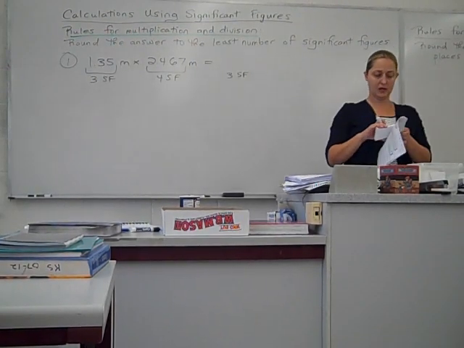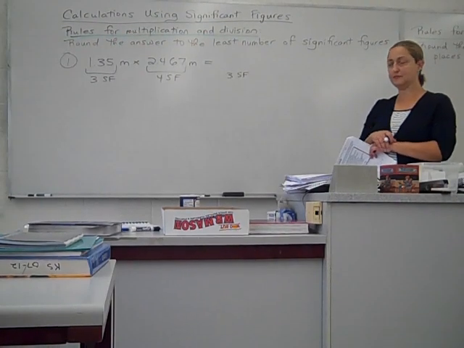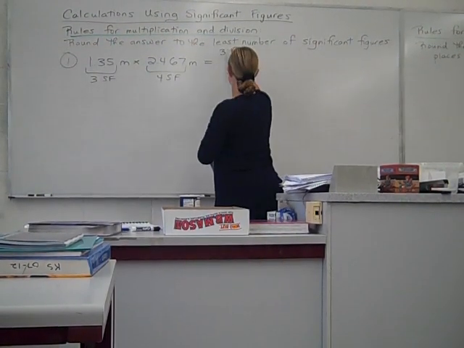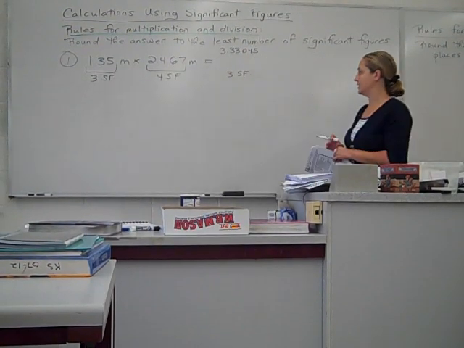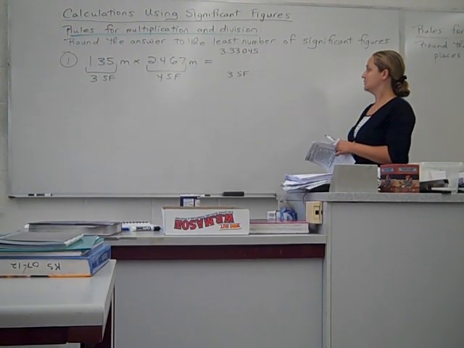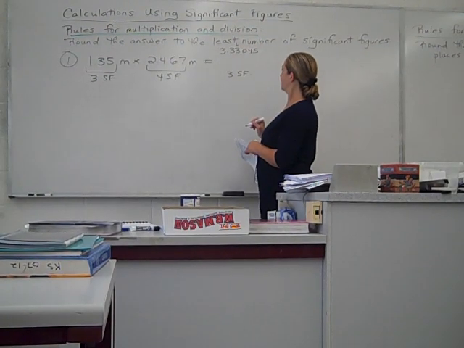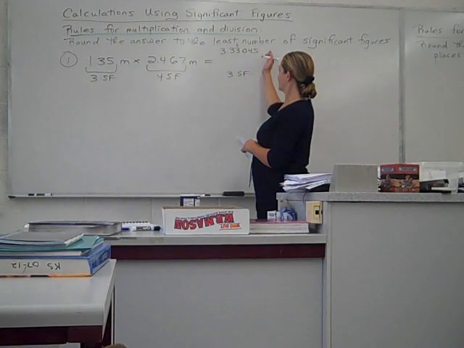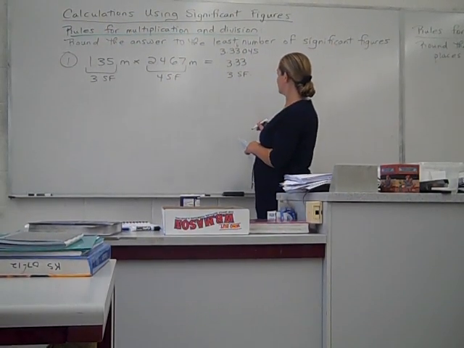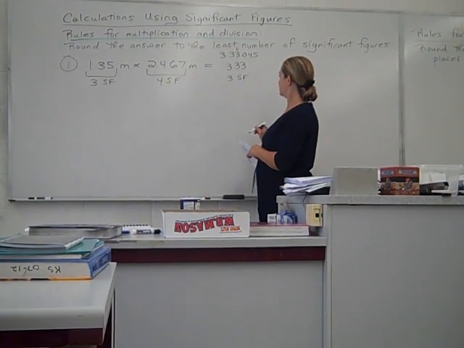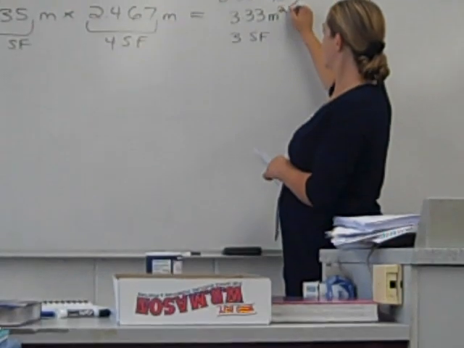What did you get for the answer off the calculator? I got 3.33045. Okay, and how do we round that to 3 significant figures? Well, you go back over to 33, about, and then you take away everything else after it. Yeah, so after we've got 3.33, and do you know what the unit label is? It's meters, so meters squared. Okay.